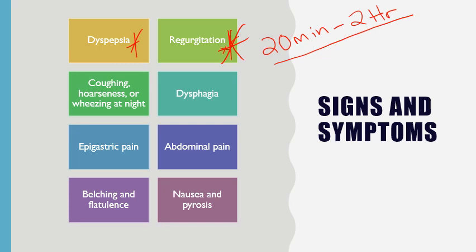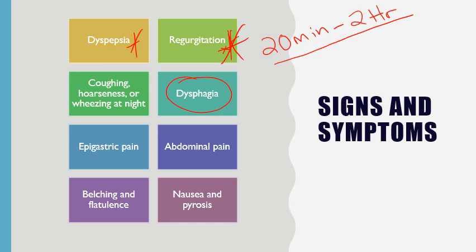Eructuation, aka belching, flatulence, which is gas, and bloating after meals are common with indigestion. Chronic GERD leads to dysphagia, which is difficulty swallowing, and it narrows the esophagus from inflammation, and it can also make people have painful swallowing, not just difficulty swallowing. So this one right here is another important one to remember.